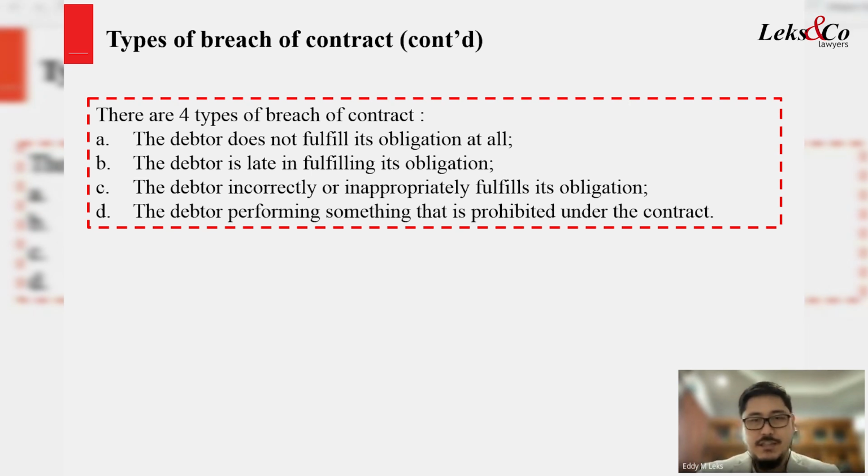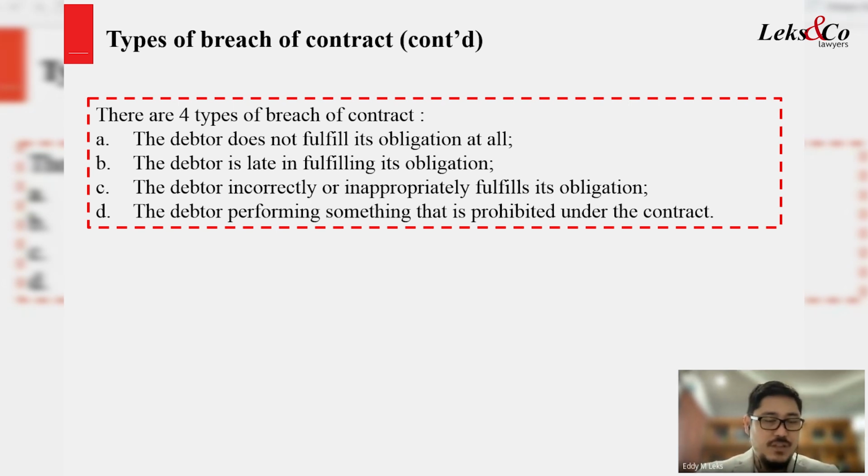But the D here is actually a negative covenant, because you promise not to do something. If you promise not to do something, or it is prohibited under the contract, because prohibition means you cannot do something, you are supposed not to do it. So if you do it, there will be a violation of the contract.